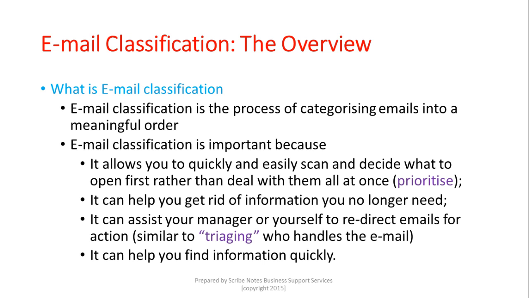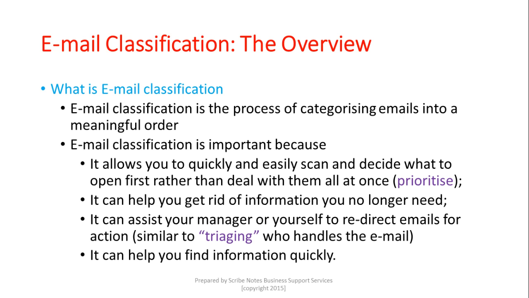So let's talk about email classification. I think that's one of the brilliant ways by which we can handle emails. So email classification is the process of categorizing emails into a meaningful order. And I think this is important due to a number of reasons. Number one, it allows you to quickly and easily scan and decide what to open first rather than to deal with them all at once. So again, it's just a matter of prioritizing.